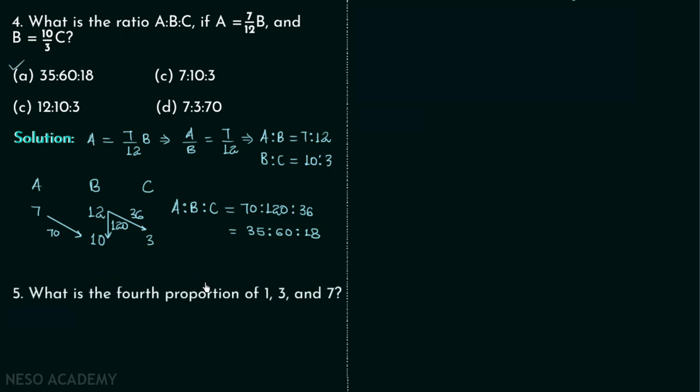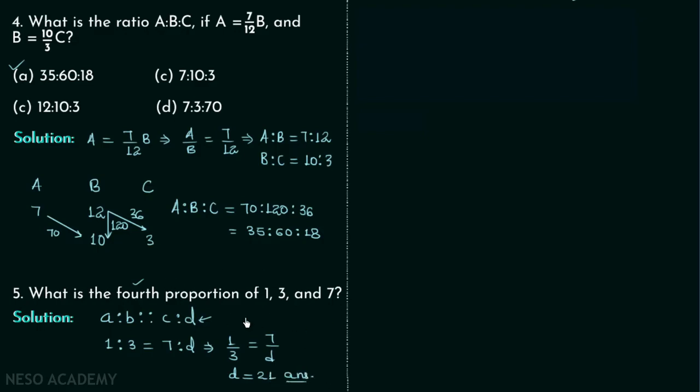Let's move on to our problem number 5. In this problem, we need to find the fourth proportion of 1, 3 and 7. We know A:B when in proportion with C:D, D is the fourth proportion. We need to find D. A is equal to 1, B is equal to 3 and C is equal to 7. So we have 1:3. In place of proportion, we will have equal to. C is 7 and we need to find D. From here, we will have 1 over 3 equal to 7 over D. Performing the cross multiplication, you will have D equal to 7 multiplied by 3, giving us 21. So 21 is the answer of problem number 5.